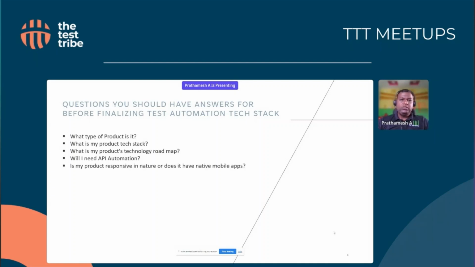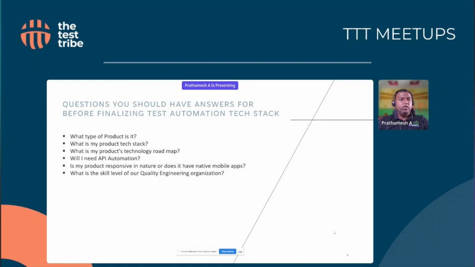Is my product responsive in nature, or does it have native mobile apps? Your product might be responsive in nature as of now, but down the line, say after a year, your product team thinks, now we are going to have dedicated native mobile apps. So you should think about whether the tech stack I have selected also supports native mobile apps across iOS or Android. Can I integrate with some kind of a test runner on clouds? I think that will also give you visibility and impact your decision.